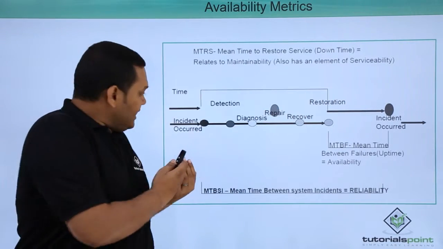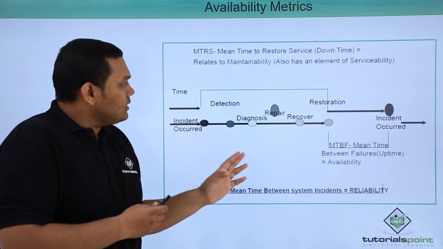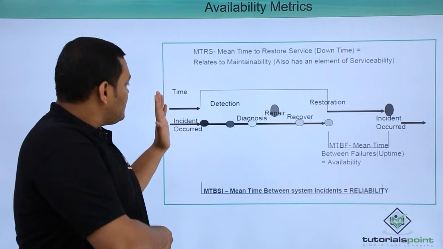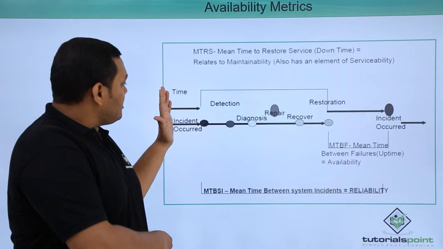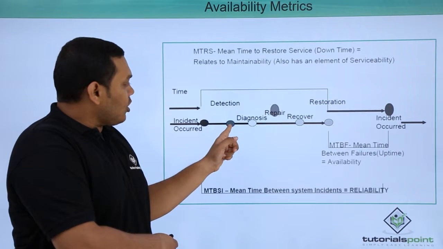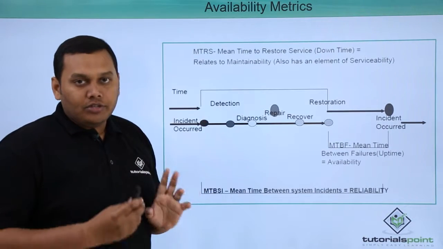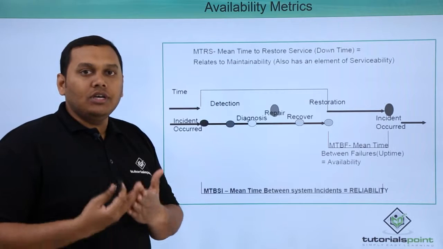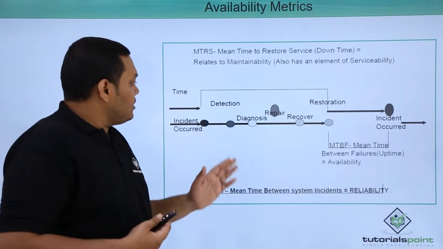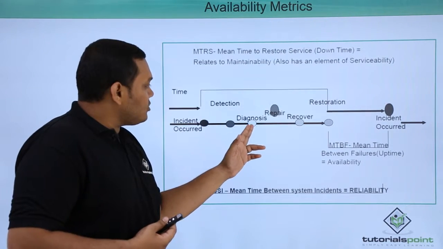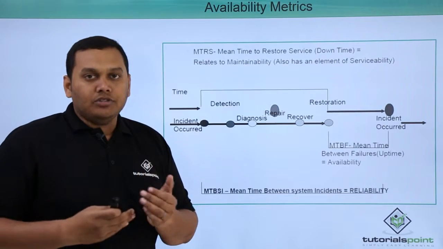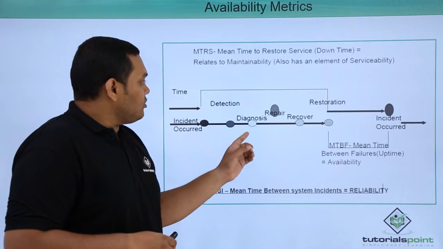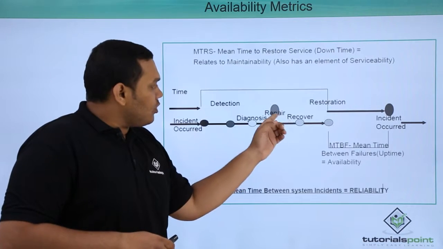In this diagram you can clearly see the uptime and downtime, and how it is categorized. This is the incident occurred time. From this time till this dot, it is called detection time. This is the time where the error or issue can be detected based on its categorization. Between this dot and this dot comes the diagnosis time. How can it be diagnosed and the service brought back online? Between this dot and this dot is called the repairing time.